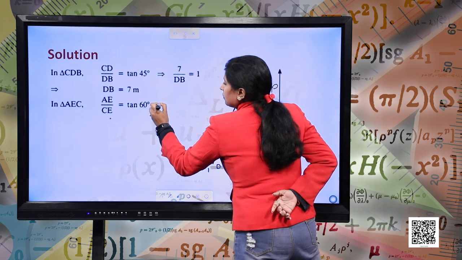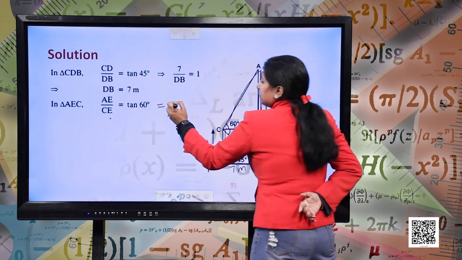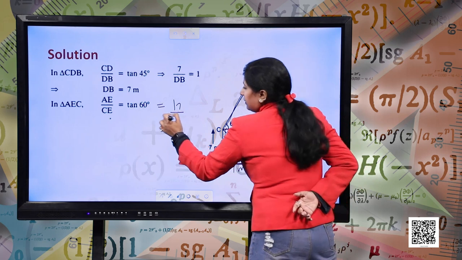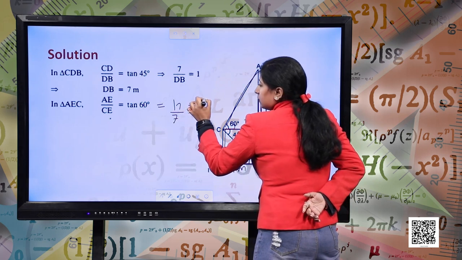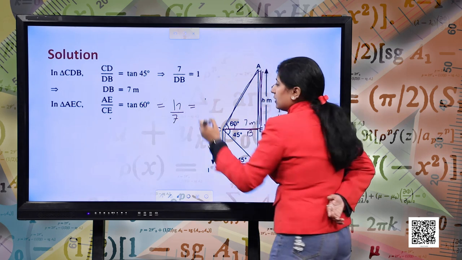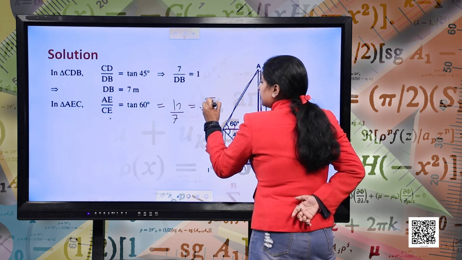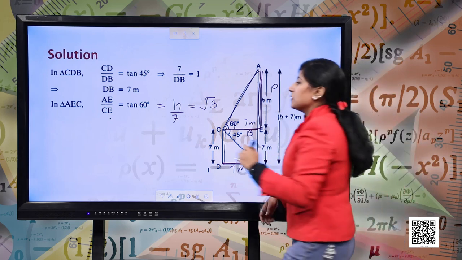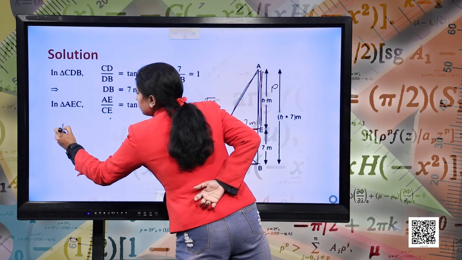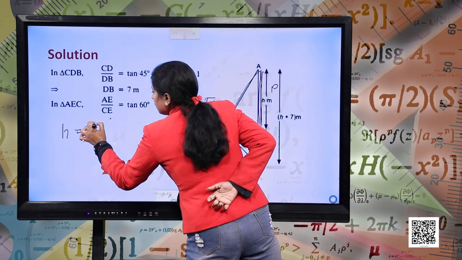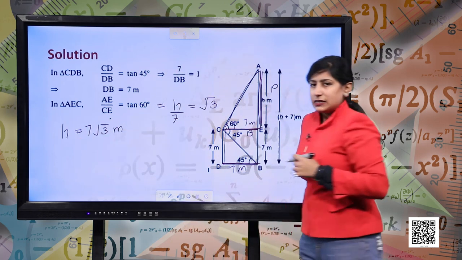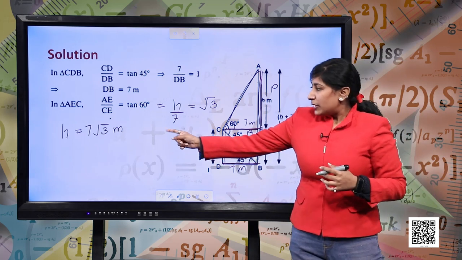So AE, that is H, upon CE, that is 7, is equal to what? You know tan 60 is root 3. We have already recalled trigonometric ratios. So you should remember that tan 60 is root 3. So we get H equal to 7 root 3 meter, okay? But were you asked to tell the value of H?